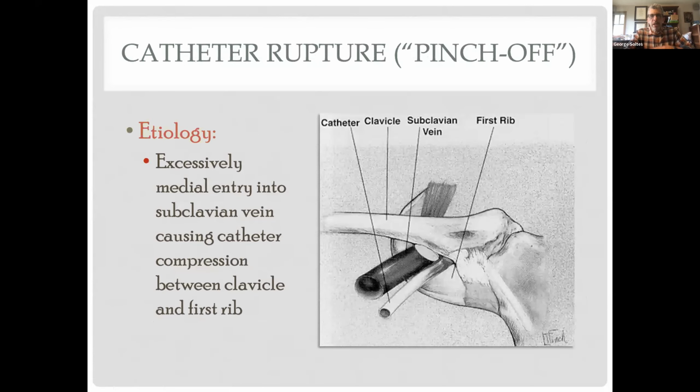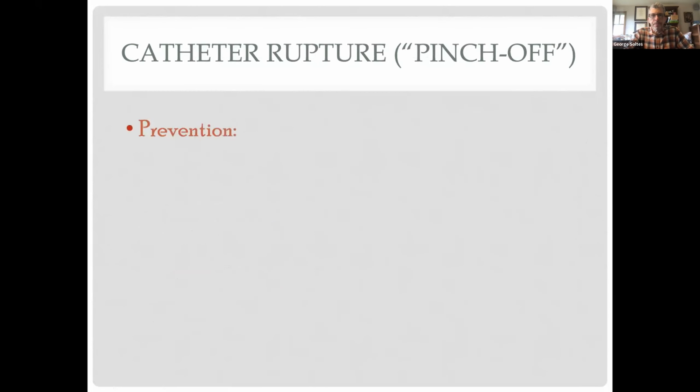I'm going to finish with pinch-off syndrome just because it's fun. This is usually an NOF caused by a subclavian vein catheter that's placed very centrally. So when it's in this tight space between the first rib and clavicle, it's external to the vein. It's not protected. It gets rubbed on by these bones and ultimately breaks.